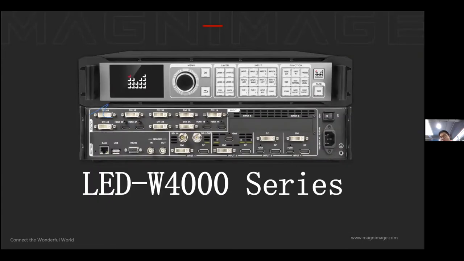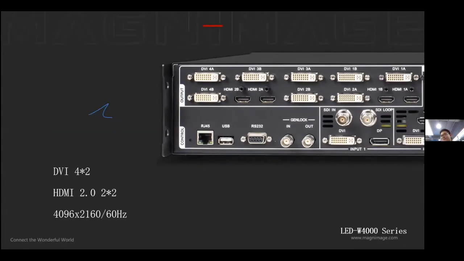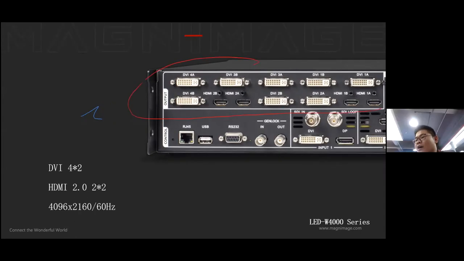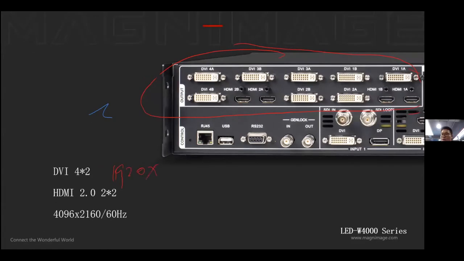Now I'm going to introduce our most advanced processor, the W4000. This one supports real 4K. Here is the output area. You can see we have two kinds of outputs. One is DVI, 4x2. Each one is 2K. And A and B are used for backup, same as the 780. Also, you can use A and B to combine two small sending cards like the MSD300.